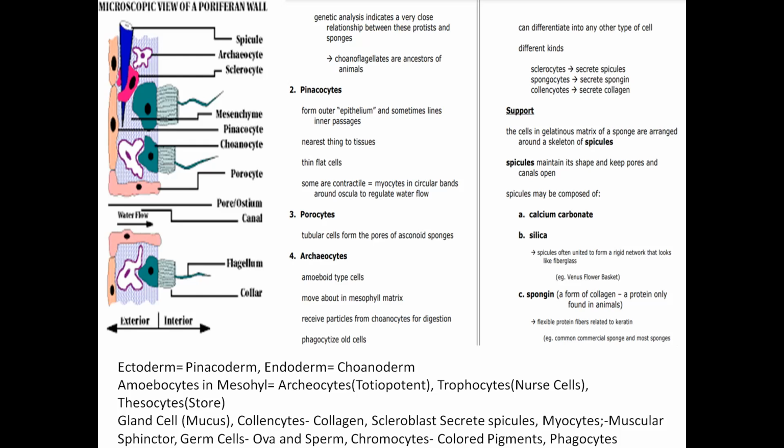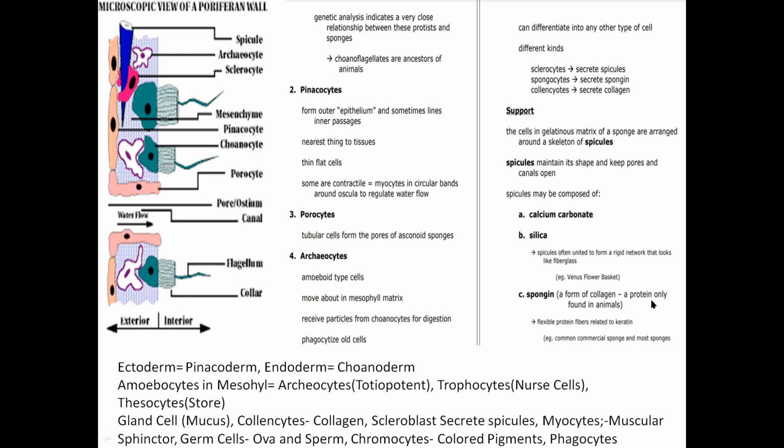Spicules often unite to form a rigid network that looks like fiberglass. Example, Venus flower basket. In Venus flower basket, only siliceous spicules are present. So siliceous spicules are transparent. That's why the body has a very transparent and glittering appearance.